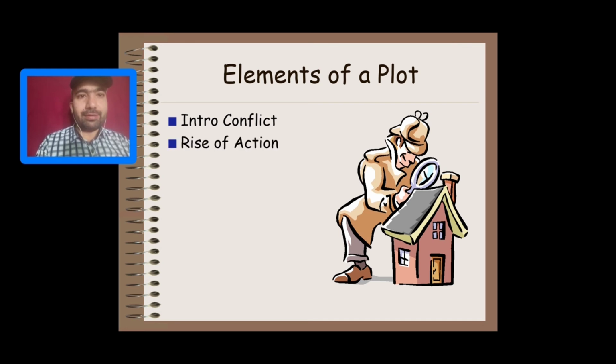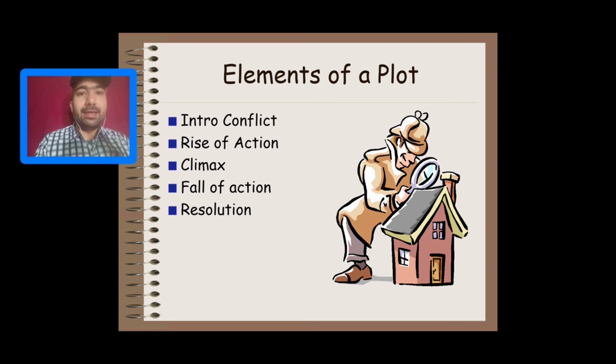So there should be a rise of action. Action begins. There has to be a beginning of the action. The third thing is climax. When that conflict reaches the highest or peak decisive point, that we call climax. Then the falling action, where the action goes down and moves towards the conclusion, and that conclusion is known as resolution. So this is how the plot works.